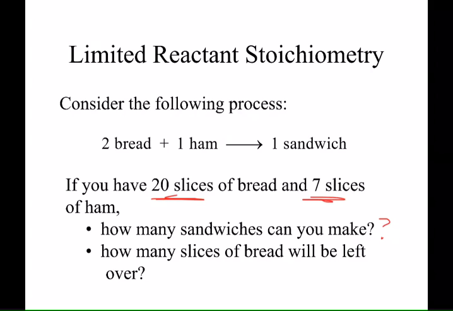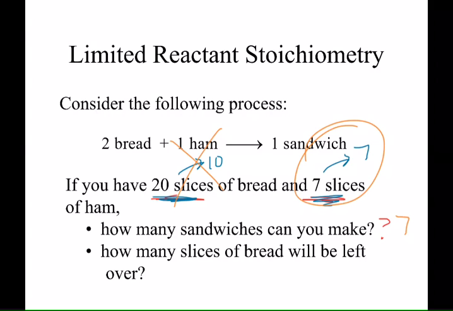Well, let's think through this. With the ham, you could make 7 sandwiches. With the slices of bread, you could make 10. So guess what? 10 is not happening because you're going to run out at 7. Does that make sense? Okay, so the answer to this first question is 7.